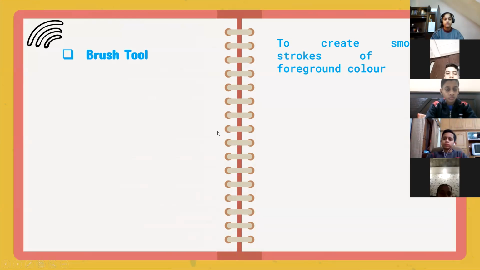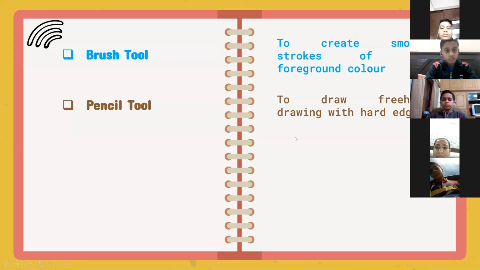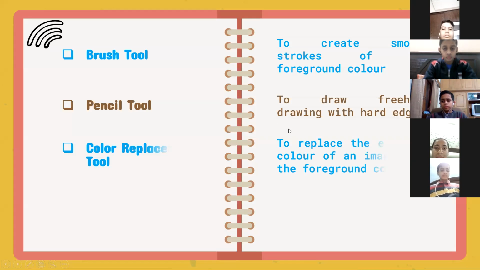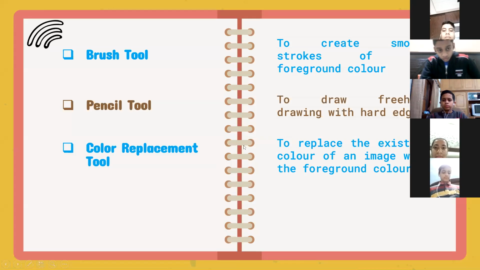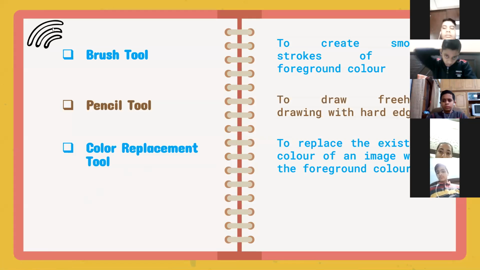Then second is pencil tool. Pencil tool is also used for freehand drawing as with the brush tool. But the difference is brush tool will create smooth strokes, but the pencil tool will draw with some hard edges. Edges will be a little bit hard as compared to the brush tool. Next is color replacement tool. Color replacement tool means to replace a color. You can change the color of parts of the image. You can change the color of a shirt. You can change the color of flowers. You can change the color of a wall.